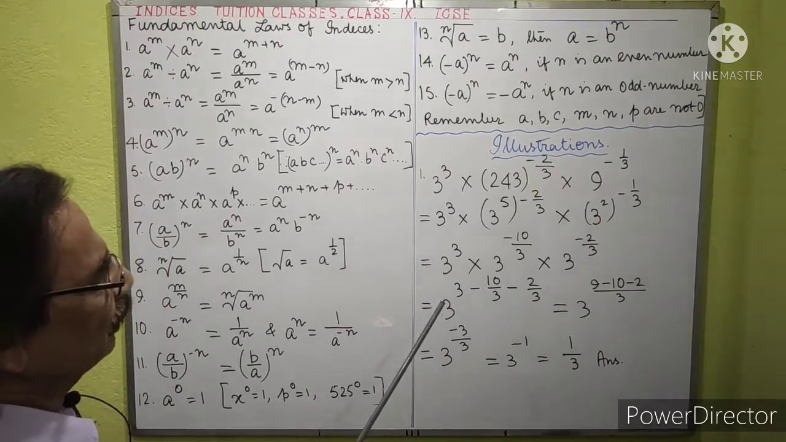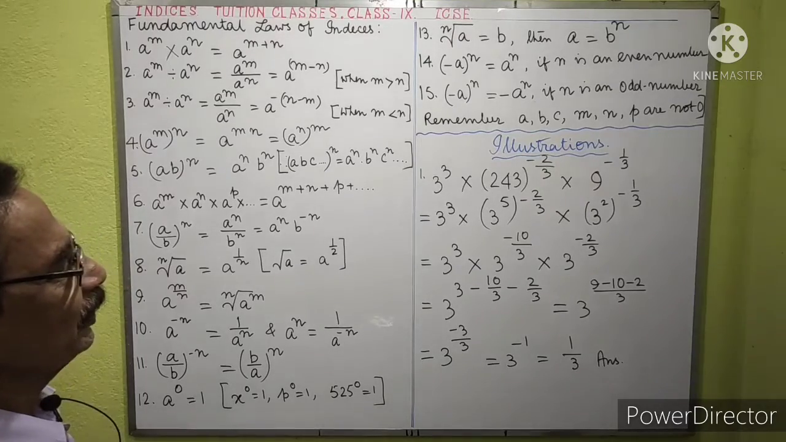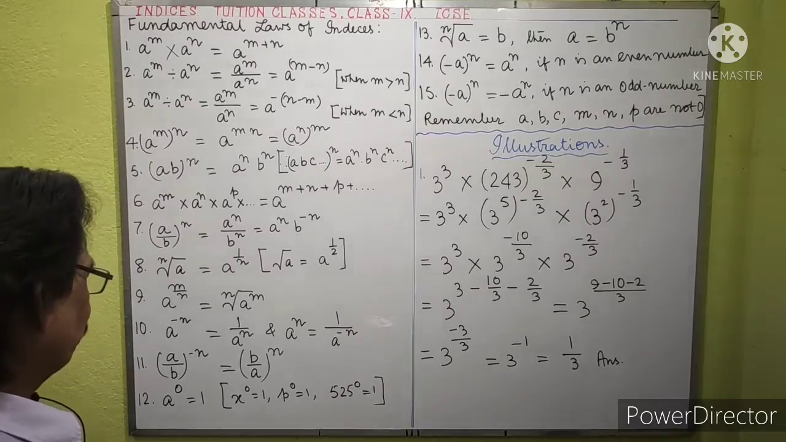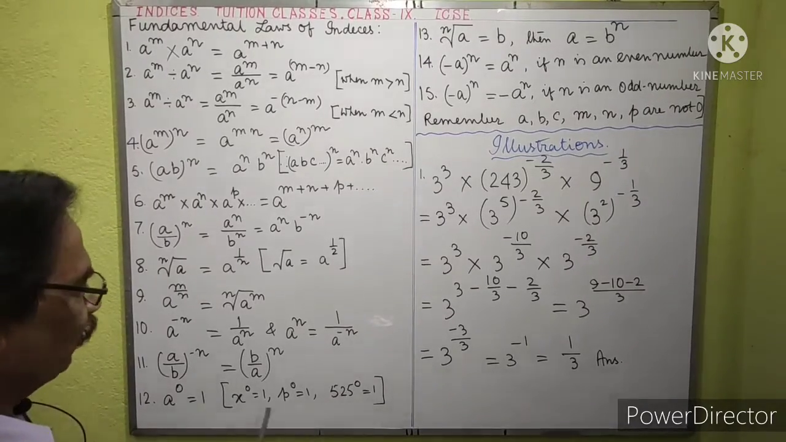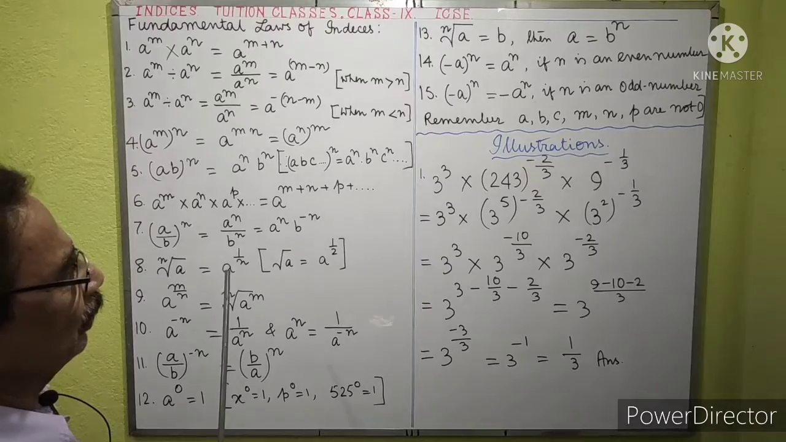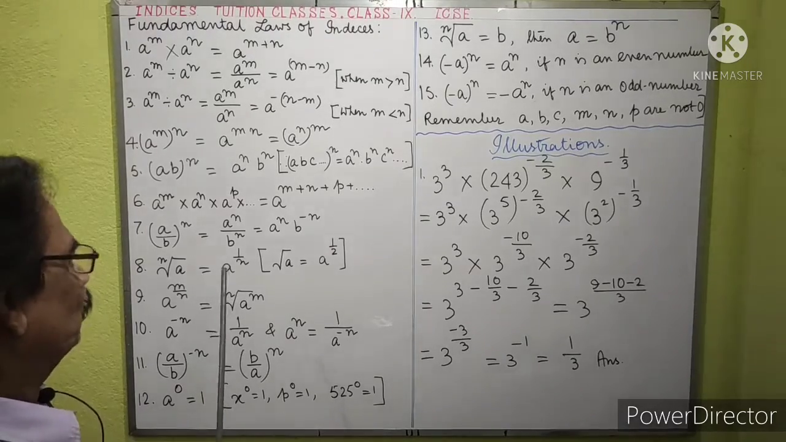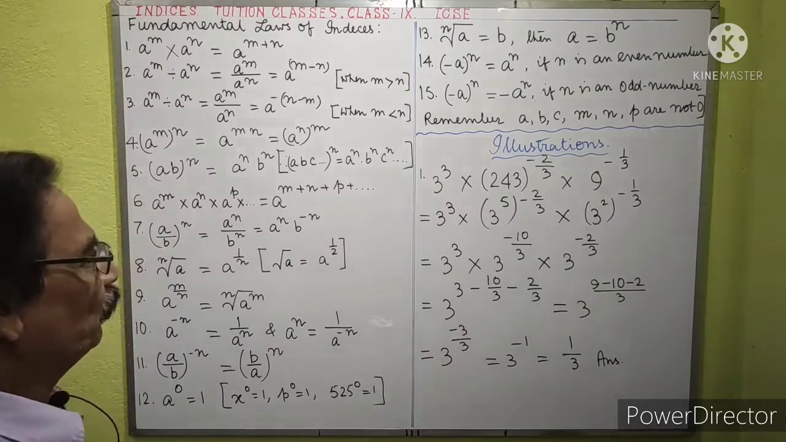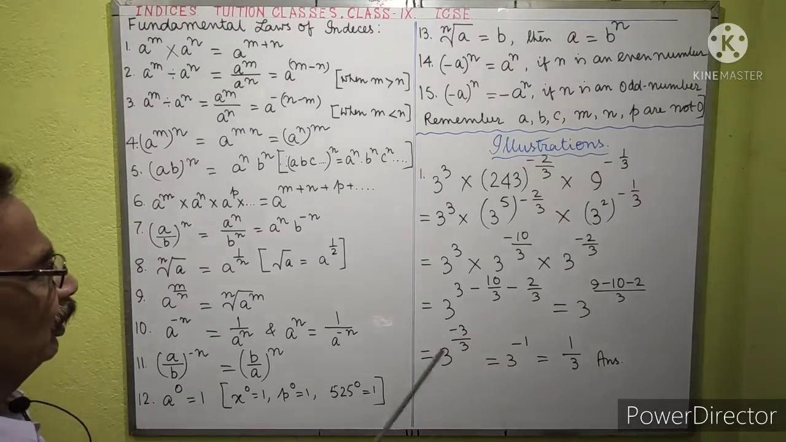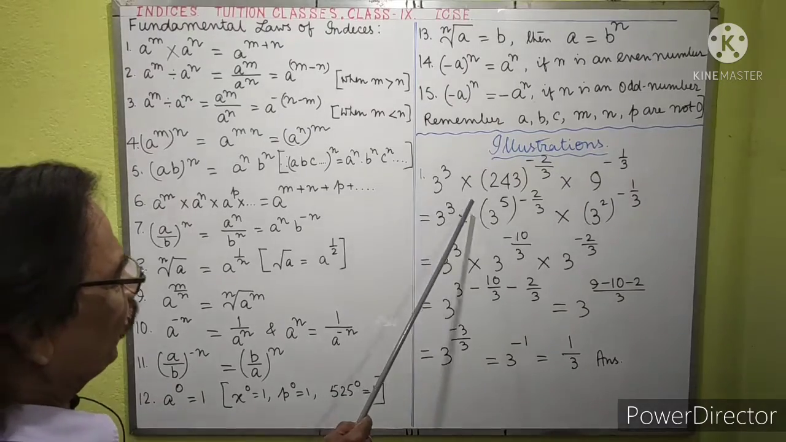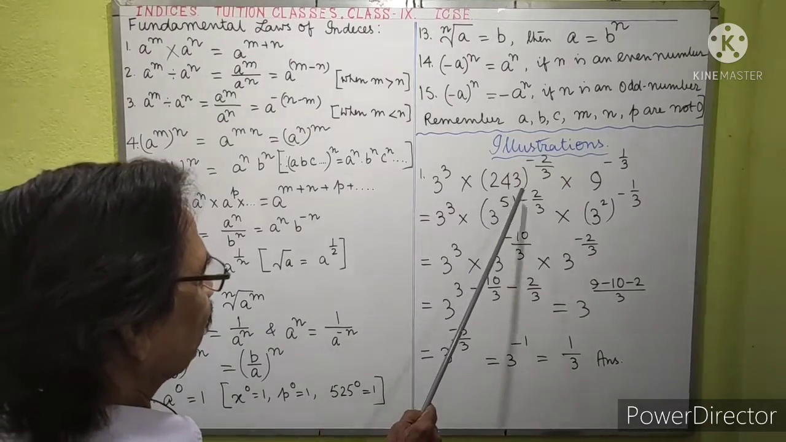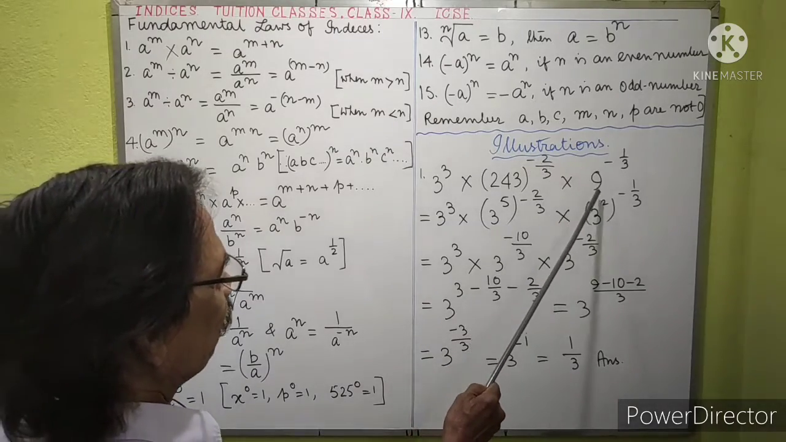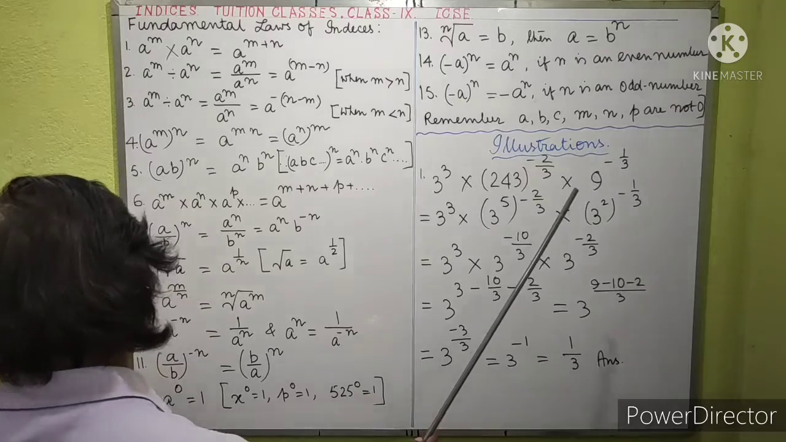We have to remember that a, b, c, m, n, p, etc., whatever we have used here in the formulae, are all not zero. You should remember this. One illustration we have done today is 3 cube into 243 to the power minus 2 by 3 into 9 to the power minus 1 by 3.